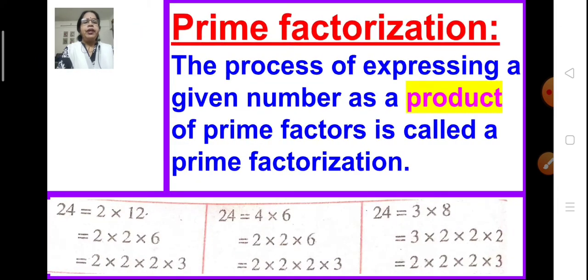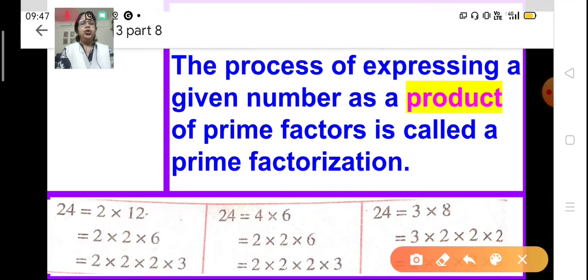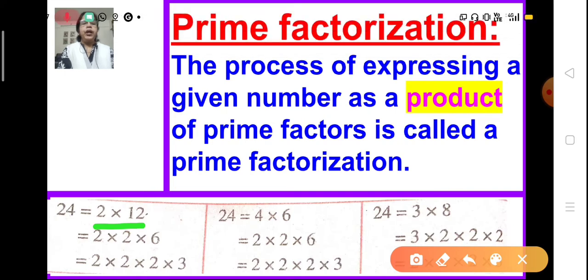So what is prime factorization? The process of expressing a given number as a product of its prime factors is called prime factorization. When we look at the examples, we can understand better. So children, here we have an example. The number is 24. So the number 24 can be expressed as 2 multiplied by 12. It can also be expressed as 4 multiplied by 6 or 3 multiplied by 8.